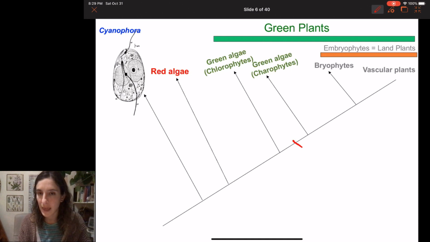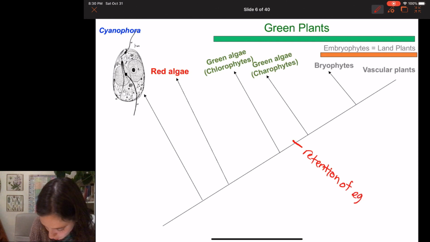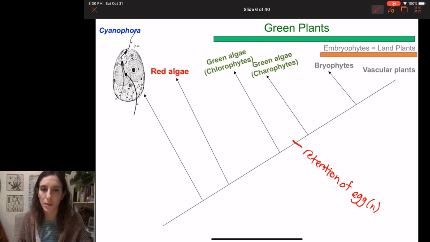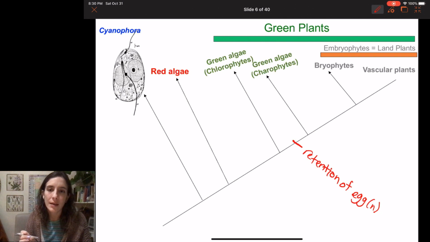This is the fact that their egg, which is that female gamete, is retained. It's retained on the haploid gametophyte stage. So I'm going to write that down, and I'm going to remind you exactly what that means as we review life cycles. But first, let's write that. Retention of egg. Remember the egg. This is one of those haploid gametes, the other one being a sperm. And it's retained, namely, on the gametophyte.